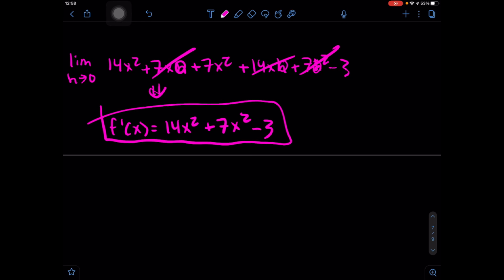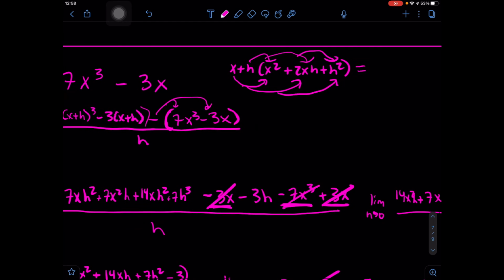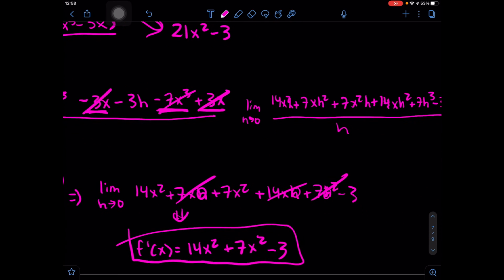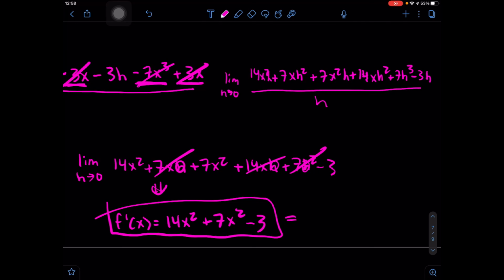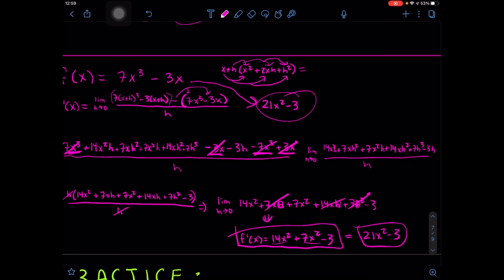Which again, we can check with the power rule. So 7x cubed would become 21x squared minus 3, which is equal to this because 14x squared plus 7x squared is 21x squared minus 3. So since these two are equal, we have found the correct answer.